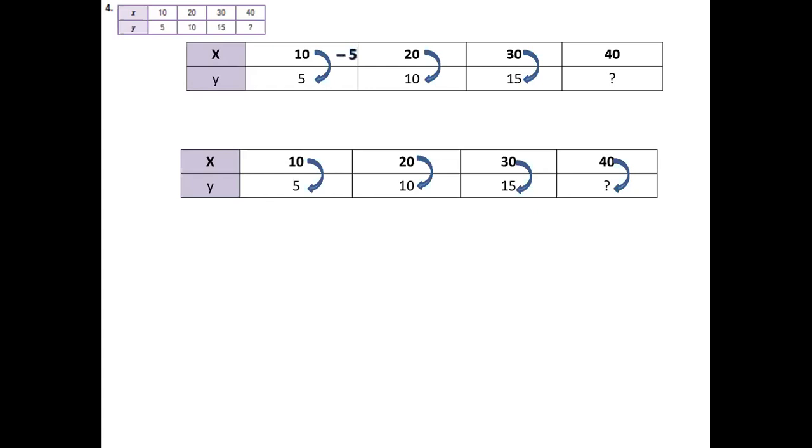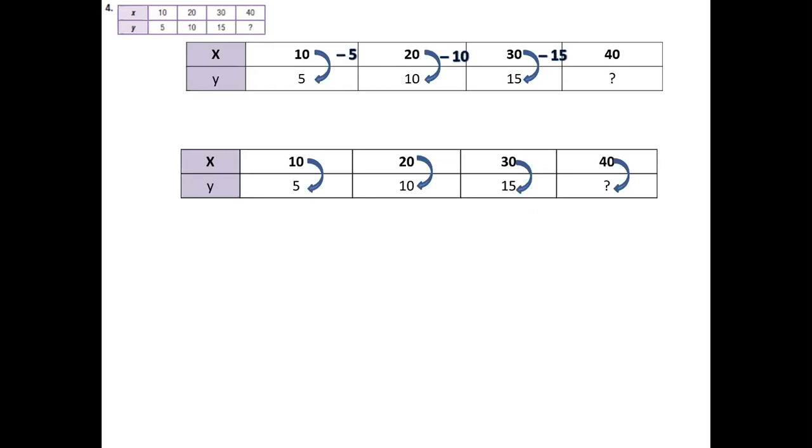In the same way, let's check if the same rule, that's minus 5, will be useful for the other numbers or not. Is 20 minus 5 giving you 10? Of course not. 20 minus 10 gives you 10. What about 30? 30 minus what gives you 15? Of course, 30 minus 15 gives you 15, right?